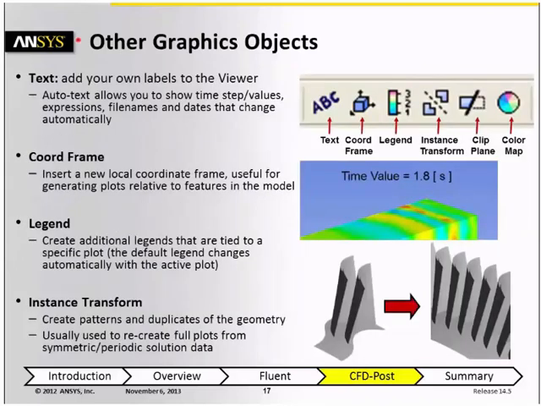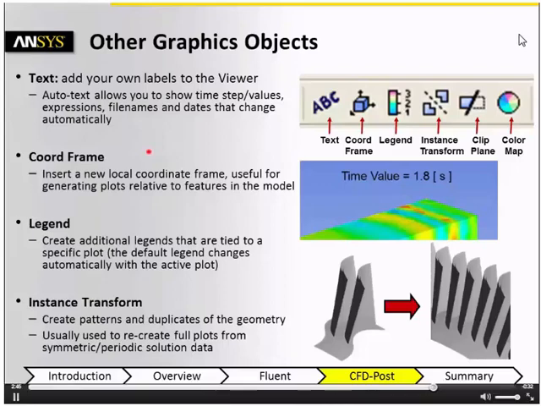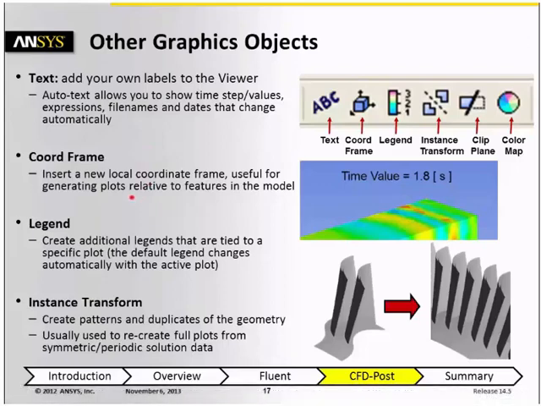A few additional graphics objects are shown here. Text objects allow you to add your own labels to the viewer, and auto text allows you to show time steps or time values, expressions, file names, and dates that change automatically. More details about this are discussed in Lecture 11. Coordinate frame allows you to insert new local coordinate frames, which is useful for generating plots relative to features in the model.